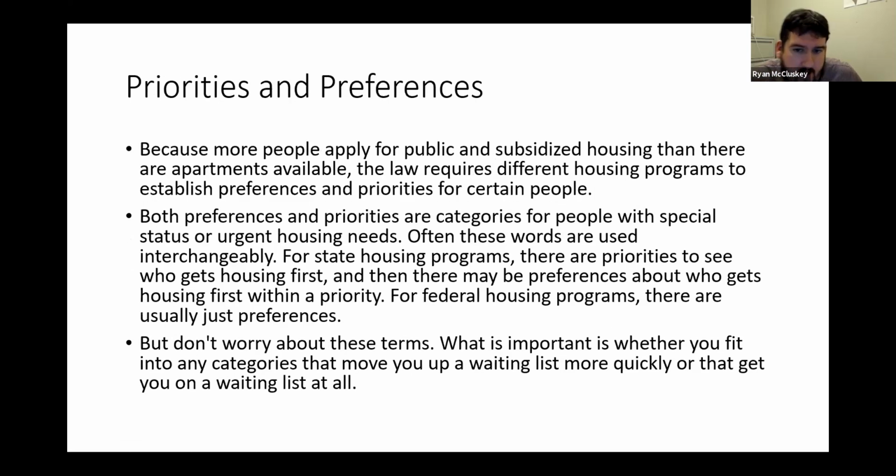Priorities and preferences. The law requires different housing programs to establish preferences and priorities for certain people. Preferences and priorities are categories of people with special status or urgent housing needs. For state housing programs, these are priorities to see who gets housing first, and they may also be preferences. Federal housing programs usually have different preferences. What's important to remember is whether you fit into any of these categories that move you up the waiting list more quickly. I'll go over what some of those priorities or preferences are right now.